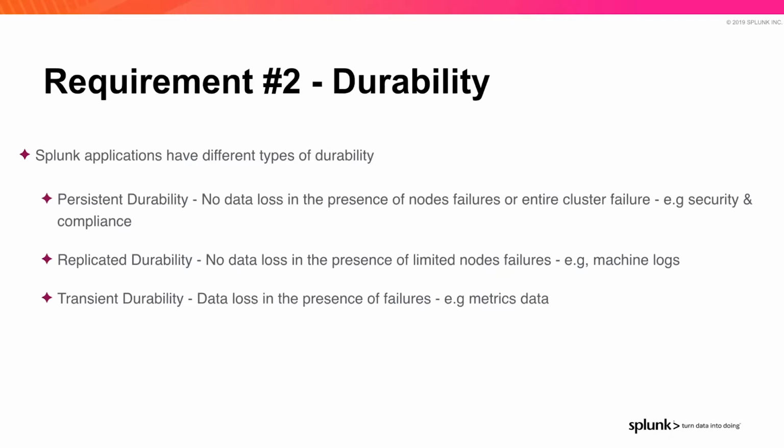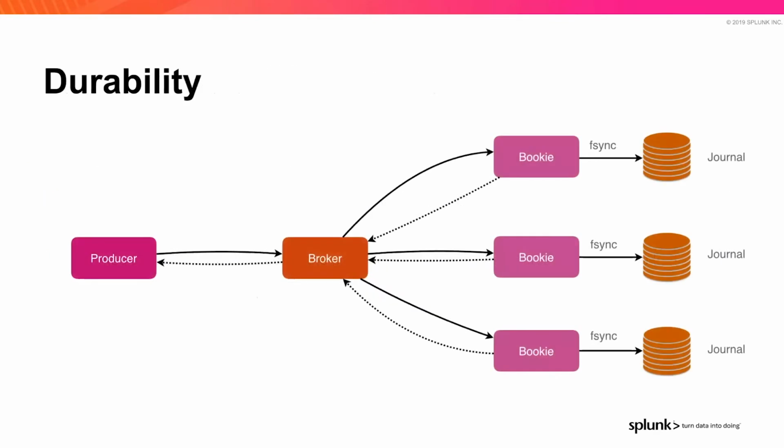And transient durability. In the sense that I don't need durability at all. As long as the system is up, I'm fine with the durability guarantees. So data loss in the presence of failure is acceptable, especially in the case of metrics data, which are just showing more of a trend. Even if you lose the trend, that trend will reoccur. They're reproducible, because if the CPU usage has increased, that trend will continue to be there. So in this case, some data loss is acceptable. So Pulsar, based on its architecture, provides different types of durability.